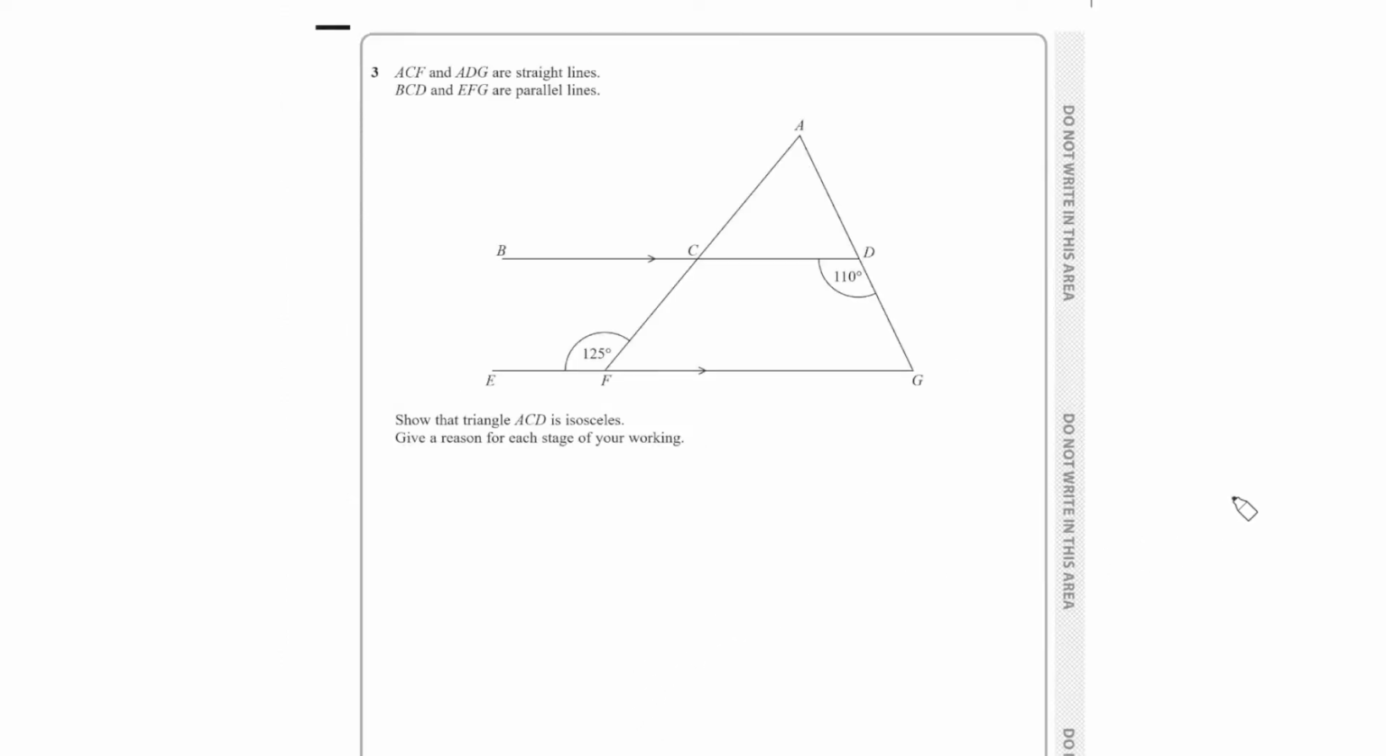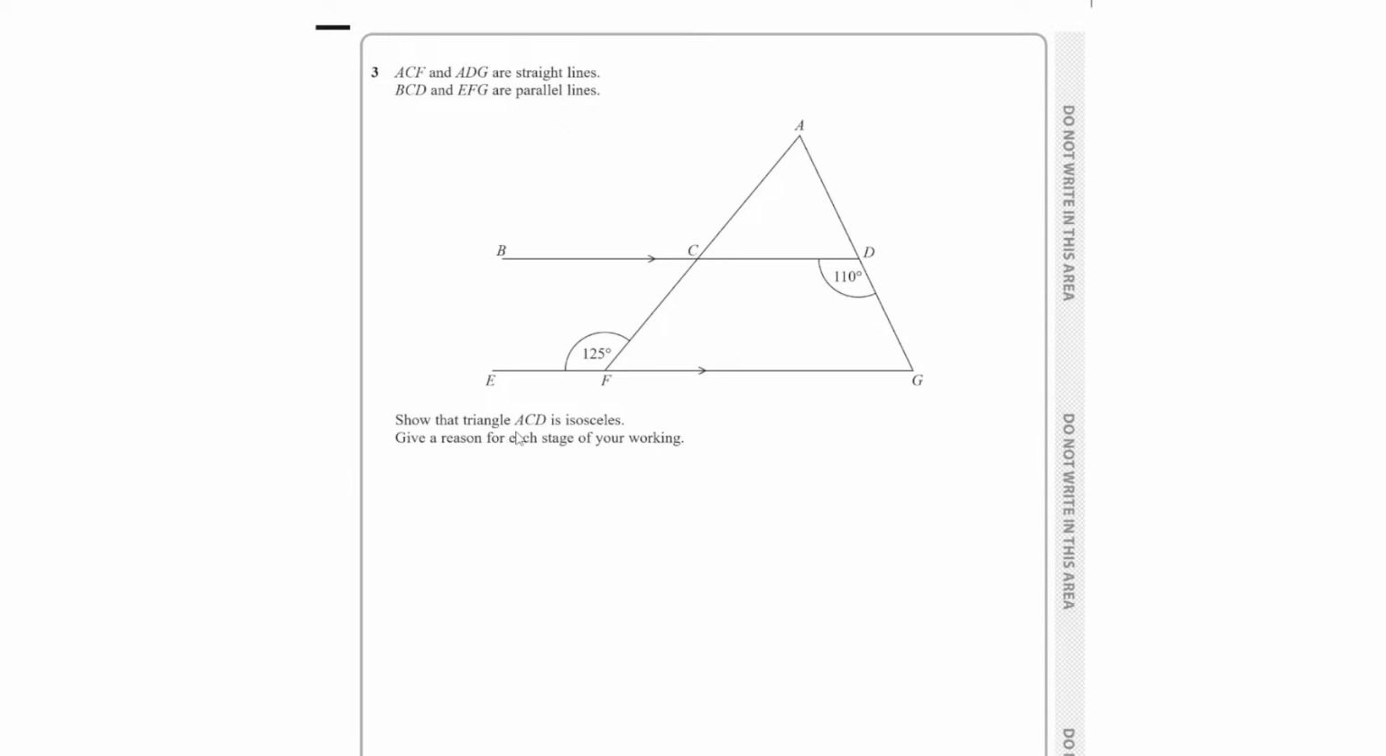Okay, question 3. So we've got ACF and ADG are straight lines. So ACF, ADG, these are the ones here, the diagonal ones. And then they've said BCD and EFG are parallel, which you can see with these little arrows. That means that these are parallel. So I'm thinking we're obviously going with parallel angles and parallel lines here.